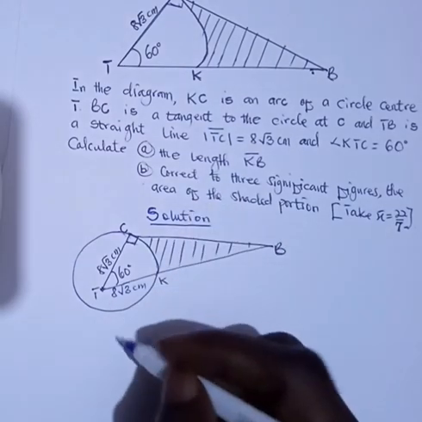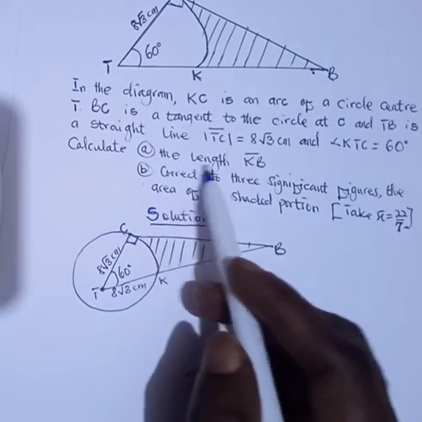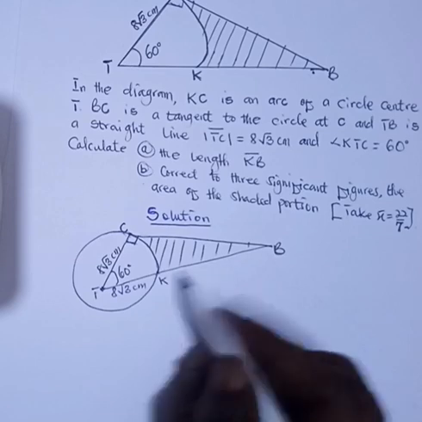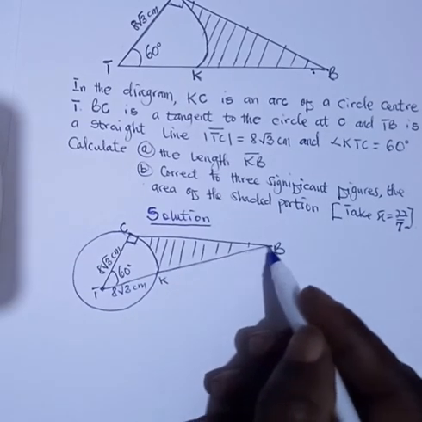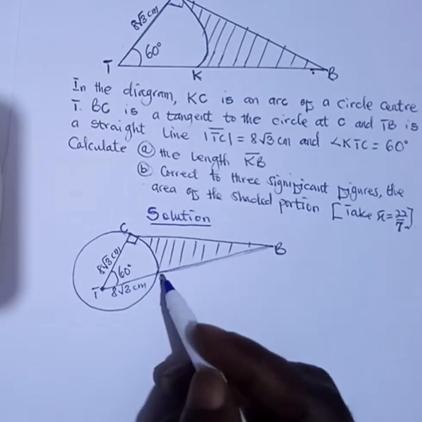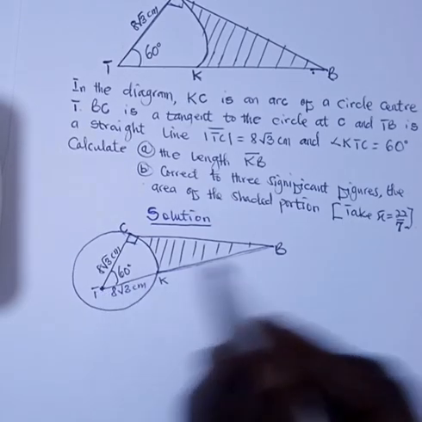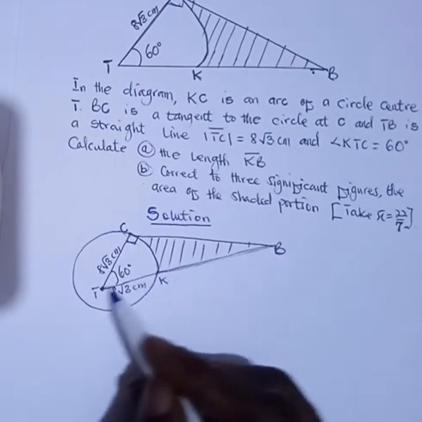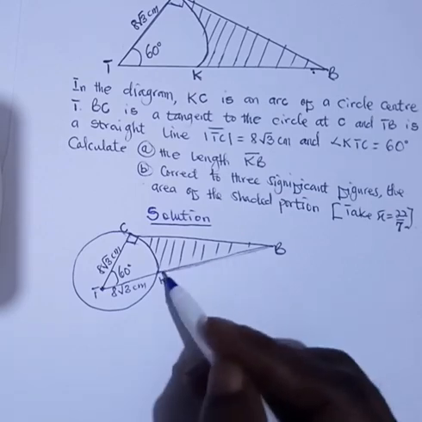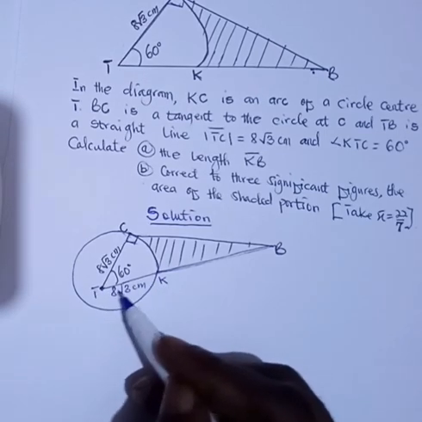Good. So let's quickly look at the first one. We are asked to calculate the length of KB. So let's identify KB. This is K and this is B. We are to find this particular length. That is what we are looking for. But how do we find this length? Before we look at that, we need to consider length TB. We have to find the whole length. Then it will help us to find KB. Already we have identified that TK is 8 √3 centimeters.